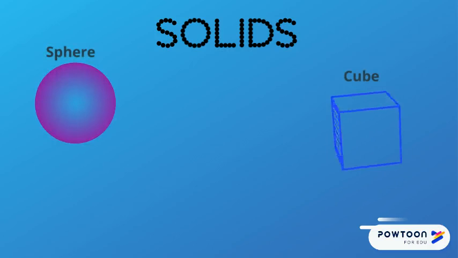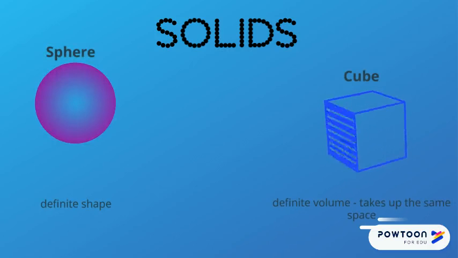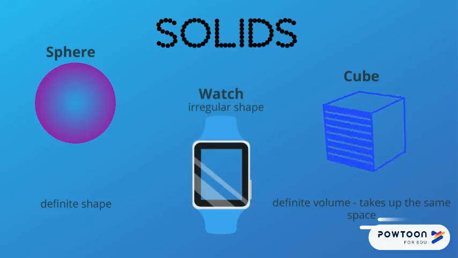Let's take a quick look at a couple of solids. This sphere and this cube are regular shapes. They have a definite shape that won't change and a definite volume, that's the amount of space it takes up, stays the same. This watch is an irregular shape. However, the shape stays the same and so does the volume.